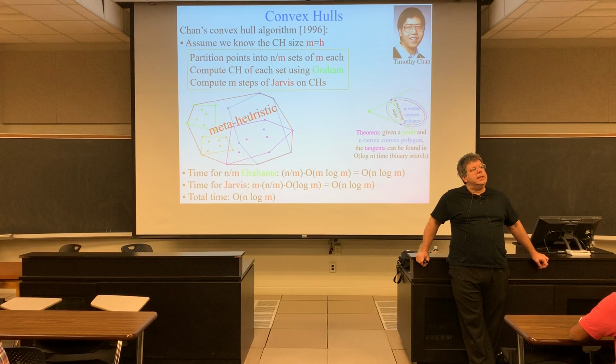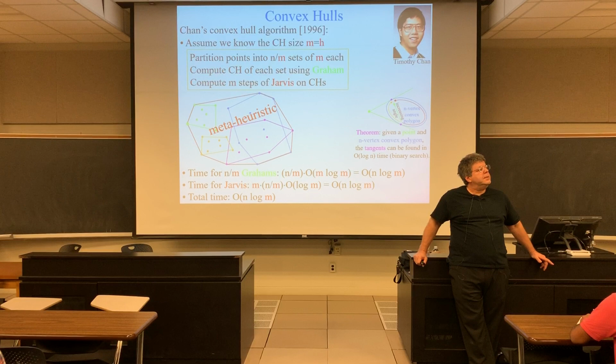It just makes it output sensitive. Makes it faster if there's less points in the convex hull. That's okay. That's like saying sorting takes n log n time. So I say, okay, how about if I give you a sorted list already? How long does it take you to sort then? If the list is already sorted, really linear time. Even using bubble sort, it'll still be linear time if the list is already sorted.